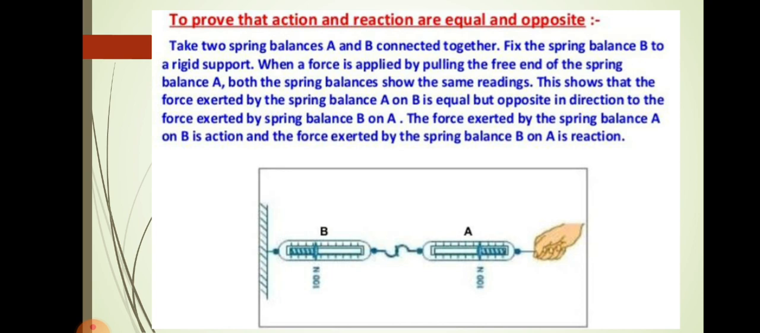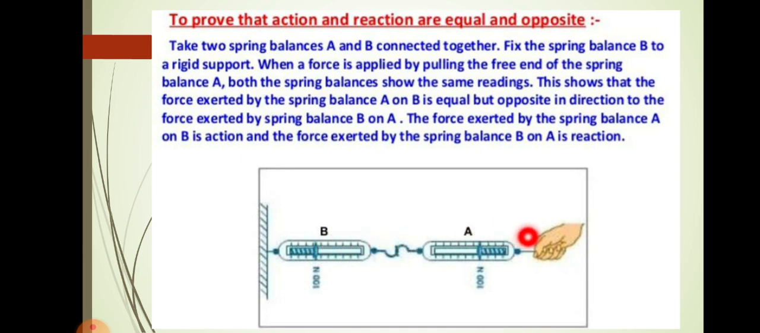So next let us see an experimental demonstration of Newton's third law to prove that action and reaction are equal and opposite. So there is one activity. For that, take two spring balances A and B connected together. Fix the spring balance B to the rigid support. Here you can see when a force is applied by pulling the free end of spring balance A, both the spring balances show the same reading. Here it shows 100 Newton, here also it is showing 100 Newton.